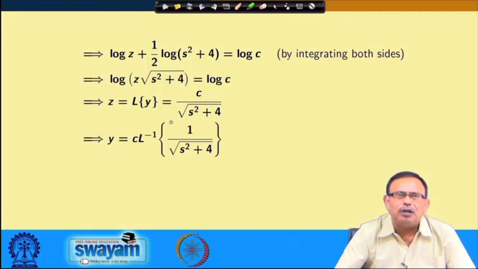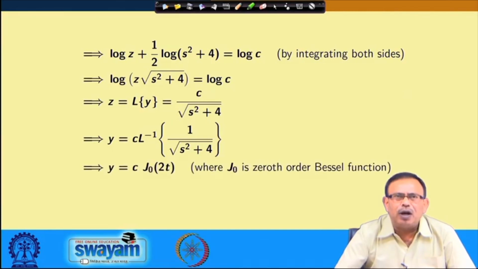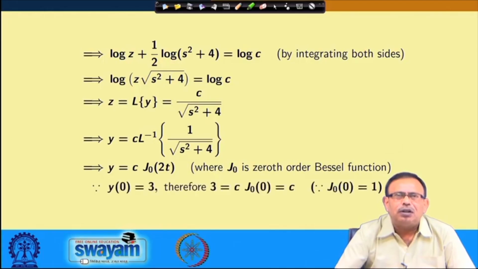So from here y will be c into Laplace inverse of 1 by root over s square plus 4, and J0(2t) is the function whose Laplace transform is 1 by root over s square plus 4, where J0 is the 0th order Bessel function. So y equals c into J0(2t). Now I only have to find the value of the arbitrary constant c. For that I use y(0) equals 3: 3 equals c into J0(0), and J0(0) is 1. So c equals 3, and therefore I obtain the solution y equals 3 into J0(2t).